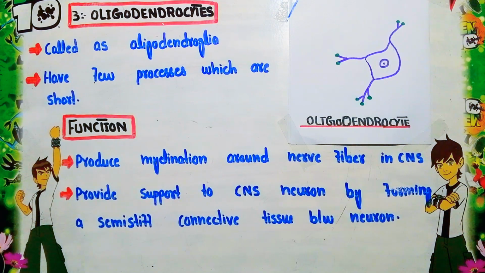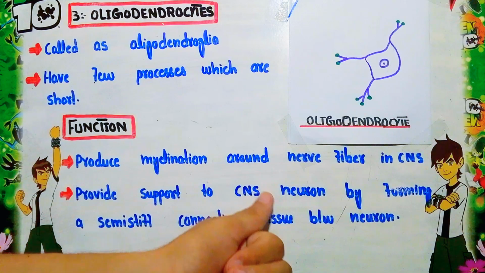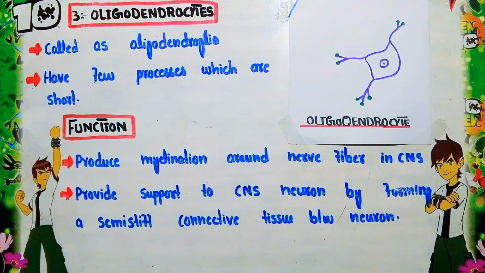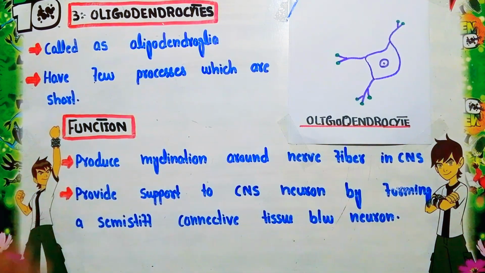The second function of the oligodendrocyte is that it provides support to the central nervous system neurons. How are they able to support them? By forming a semi-stiff connective tissue between the neurons. So in this way they protect and support the neurons of the central nervous system. So this is about the oligodendrocytes.